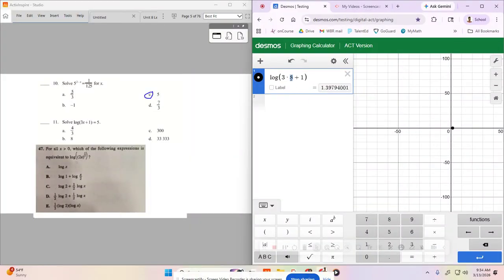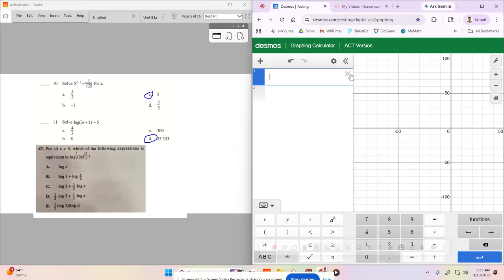Let's try 300. Still not 5. Let's try 33,333. Finally, I get my answer to be 5. So D is correct.